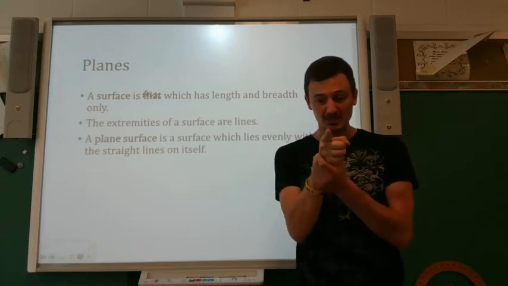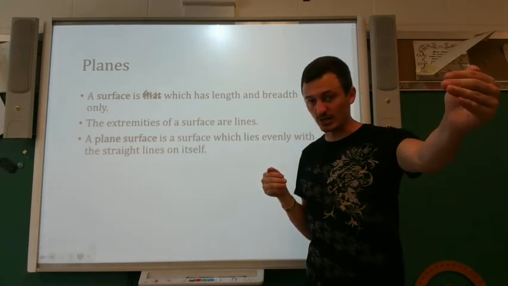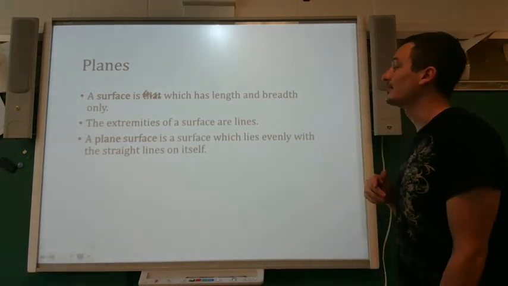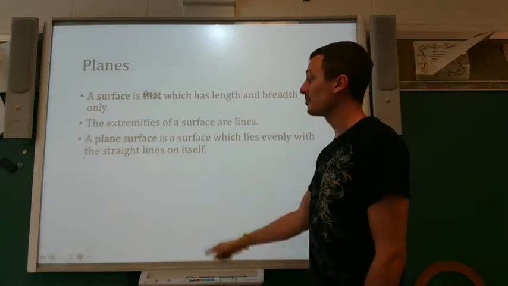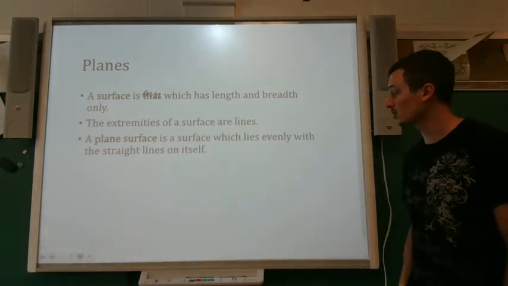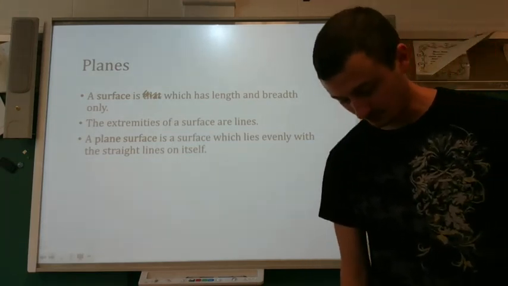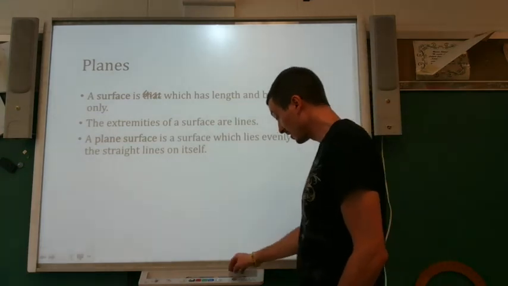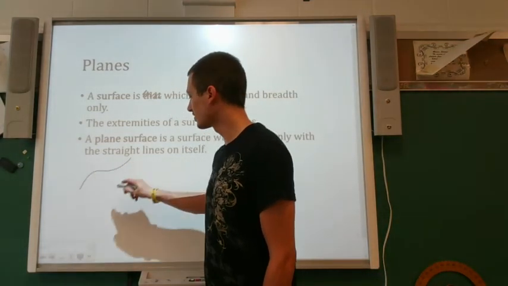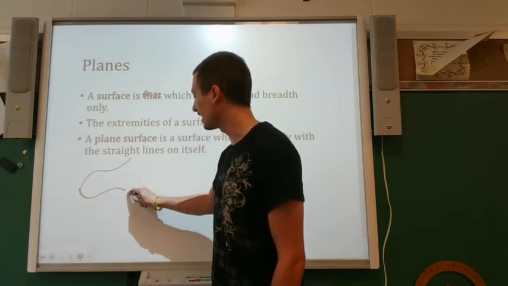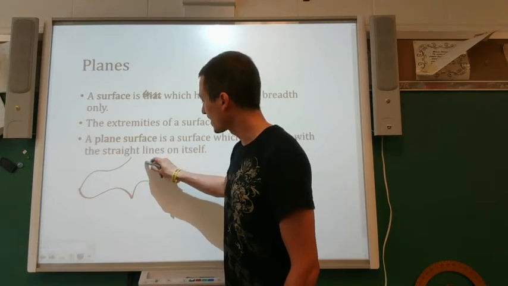We've talked about a point, which is this. A line does that. A plane goes in this direction then also. So the extremities of a surface are lines, and a plane surface is a surface which lies evenly with the straight lines on itself. All right, well, let's see if I can draw a surface. Maybe it goes up like that, and then this front piece goes down like that, and then this back piece is also like that.